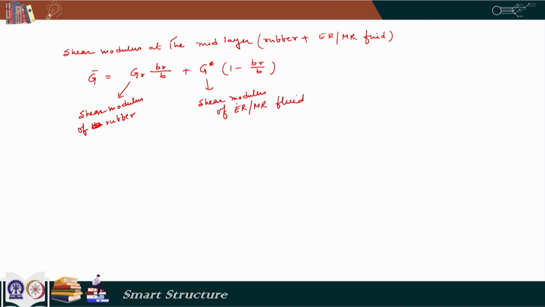Now, here we can see that BR is the ratio of the width of the rubber to the entire width of the rubber plus the ERMR fluid, and this is the ratio of the width of the ERMR fluid layer divided by the width of the entire beam. So, the equivalent shear modulus G bar is just a weighted combination of the individual shear moduli. Here the weight is the ratio of the width.